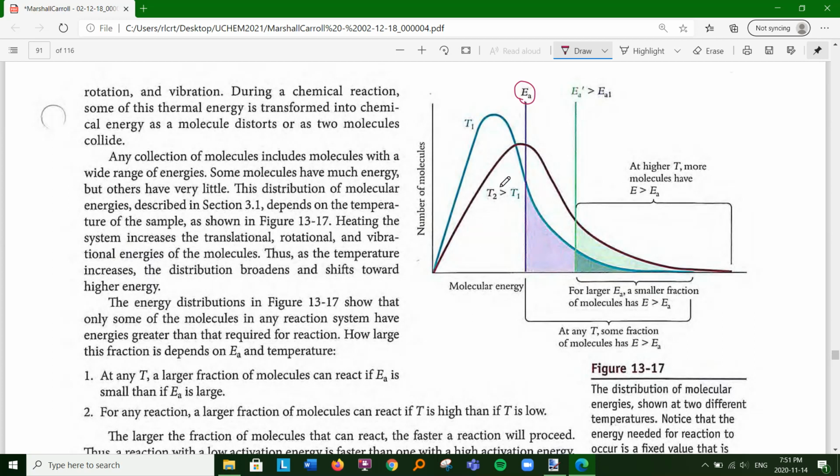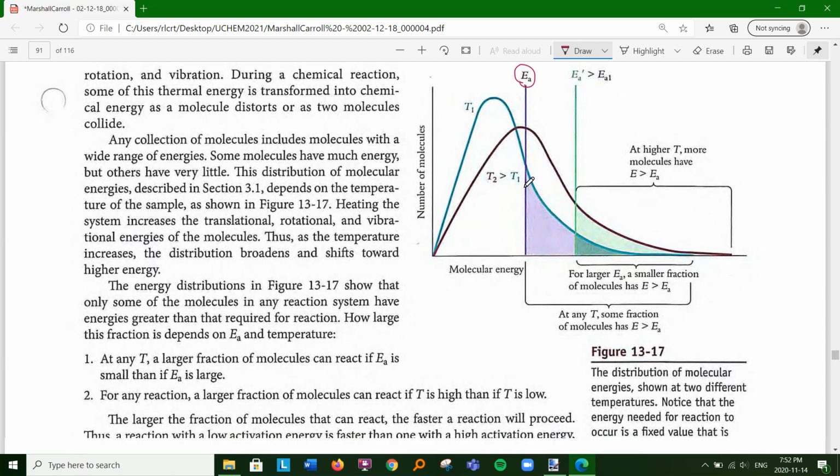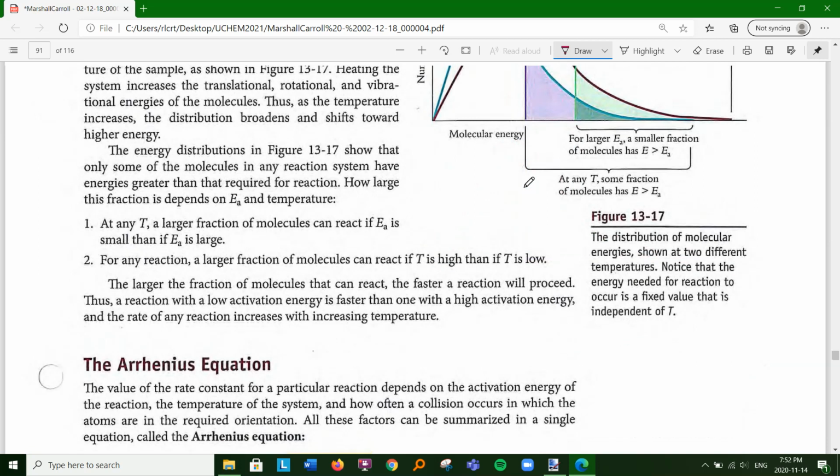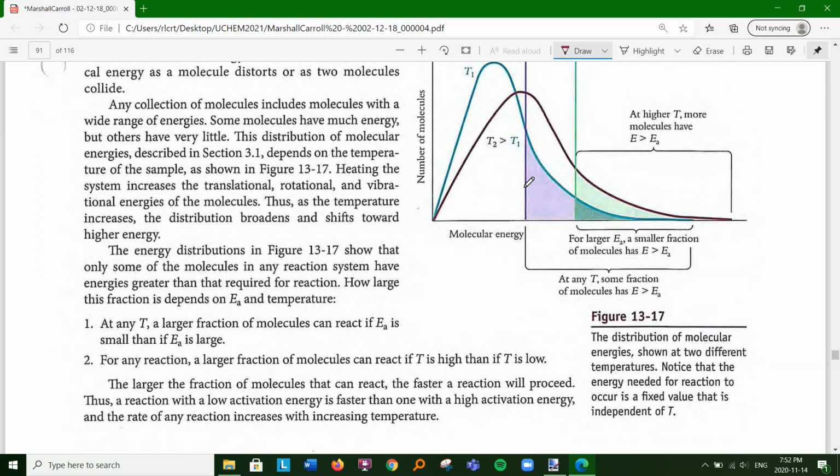At any given time, though, lots of molecules don't have the activation energy, so the collisions that they'll have will not form a product. Let's see what we have. We have some summary statements about this here. At any temperature, a larger fraction of molecules can react if EA is small than if EA is large.